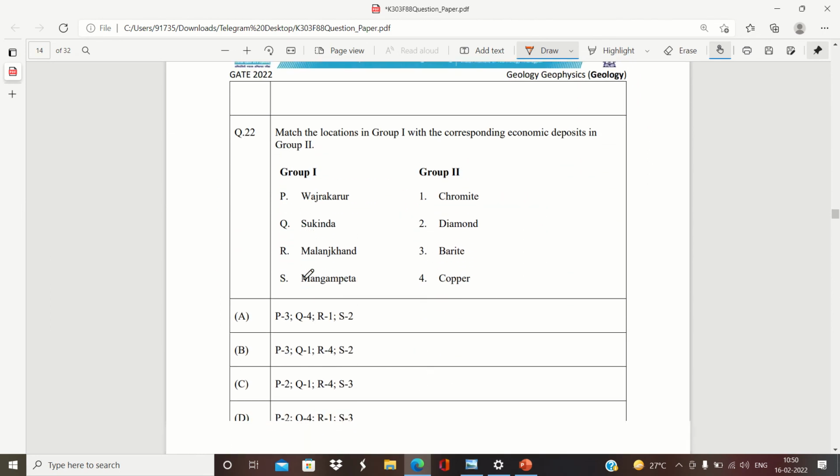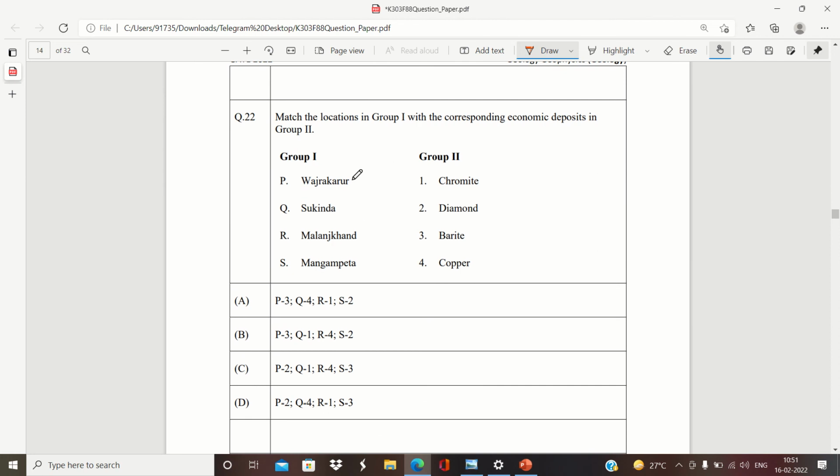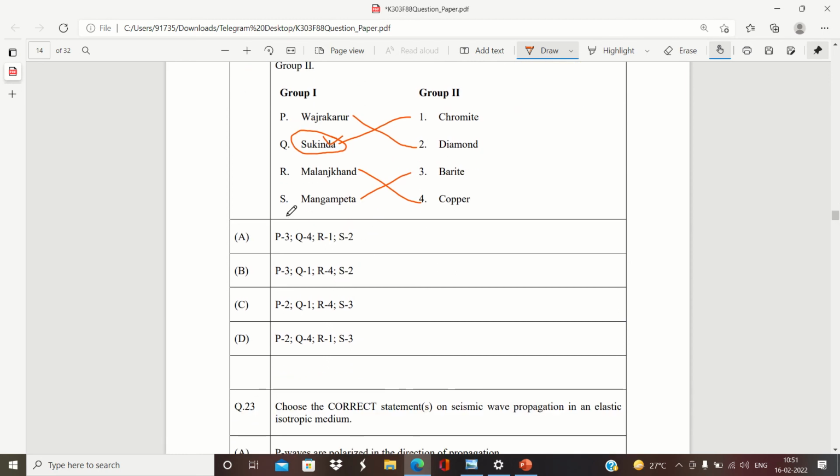Then the next question is a match the following. Vajrakarur belongs to the diamond, Sukinda is the chromite deposit, Malanjkhand is the copper mines, and Mangampeta belongs to the barite deposit. Now you have to tell me about Sukinda: in which group or basin is it, what is the geological setting of Sukinda? If you know, write in the comment box. So what will be your answer? P second, Q first, R fourth, S third. The third option will be your right answer.